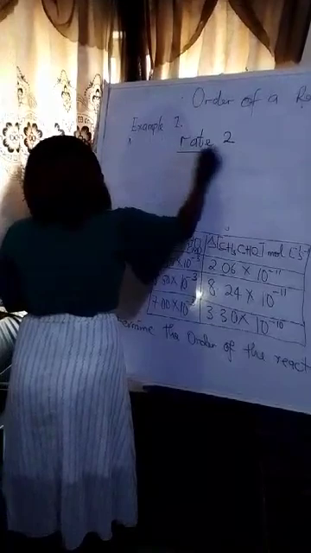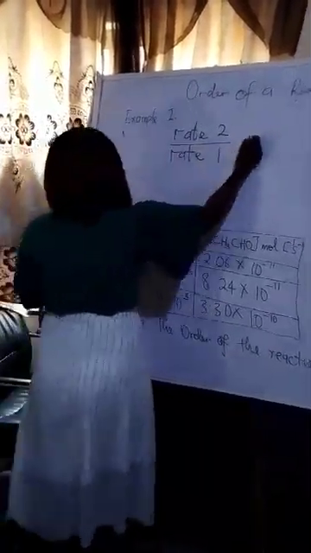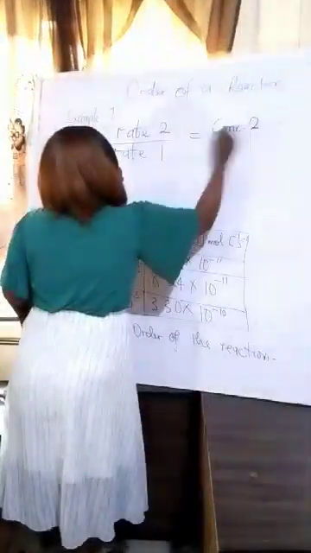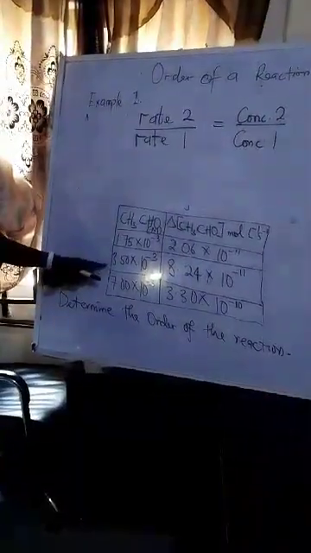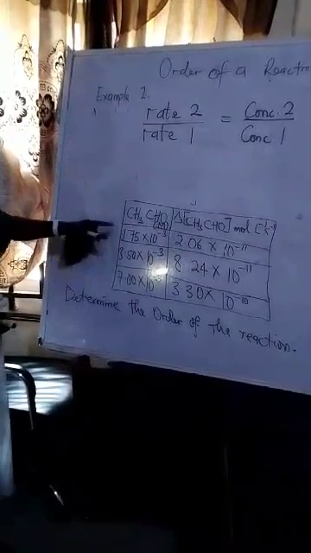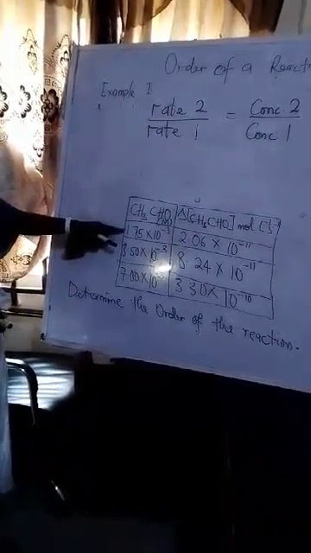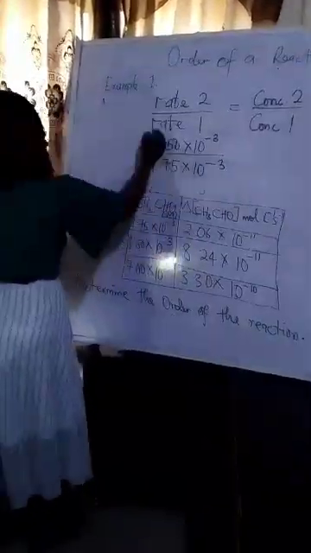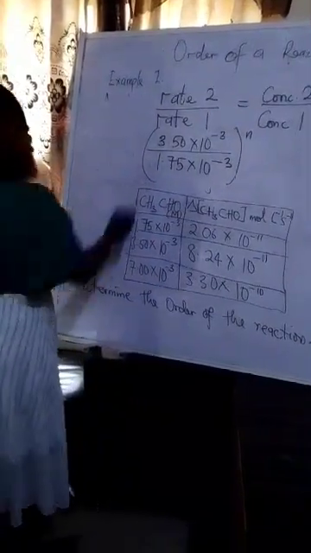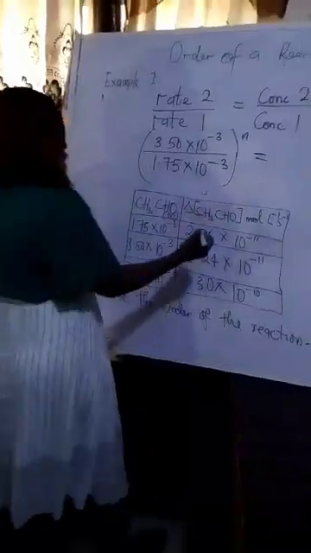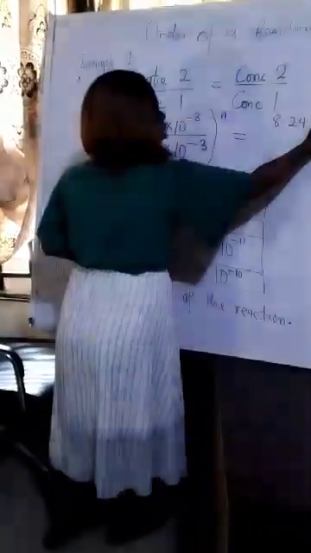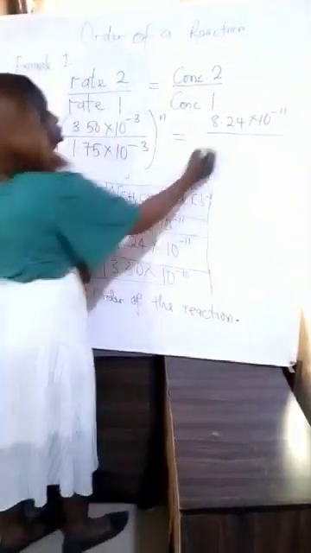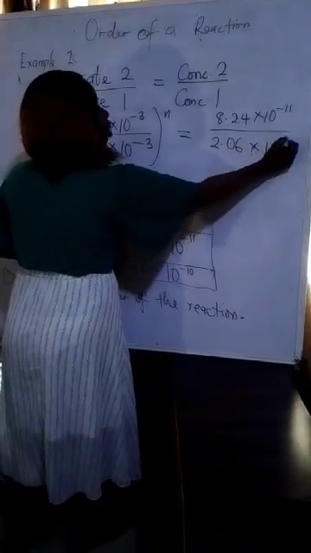rate 2 over rate 1 is equal to concentration 2 over concentration 1. So what is rate 2? Rate 2 is experiment 2 that shows in the table, and rate 1 is experiment 1 that shows on this table with their corresponding concentration. So this table shows the concentration. Then the corresponding rate for experiment 2 is 8.24 times 10 raised to the power minus 11 over 2.06 times 10 raised to power minus 11.